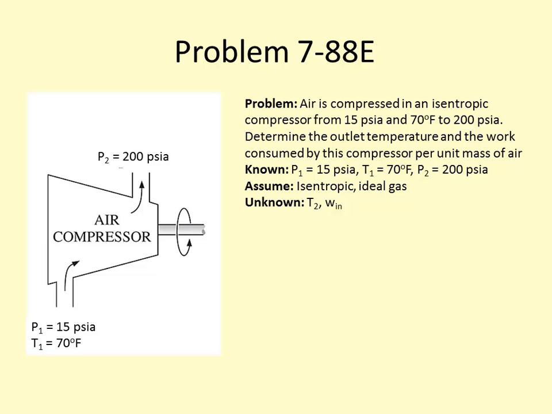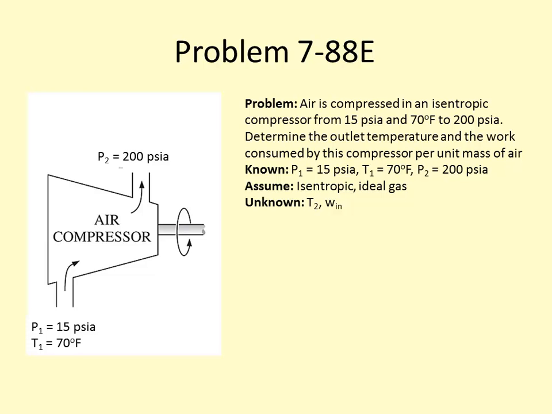Air is compressed in an isentropic compressor from 15 psi at 70 Fahrenheit to 200 psi. Determine the outlet temperature and the work consumed by this compressor. So which of those relations do you think we should use? Which one would be useful to us?